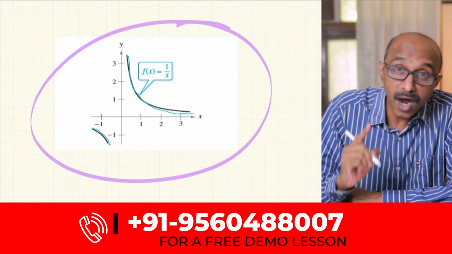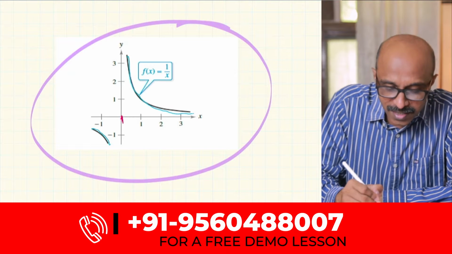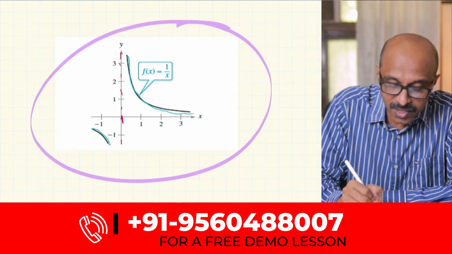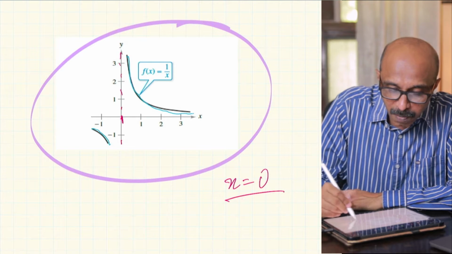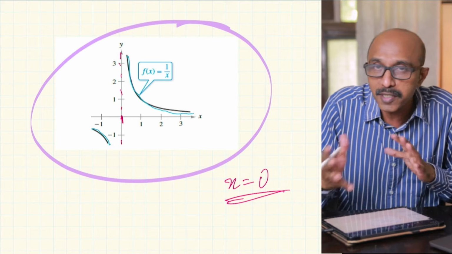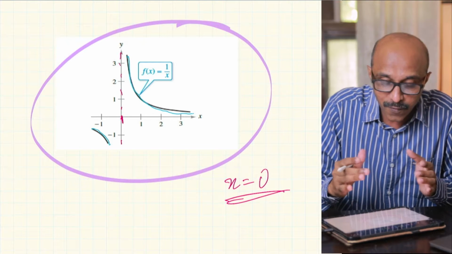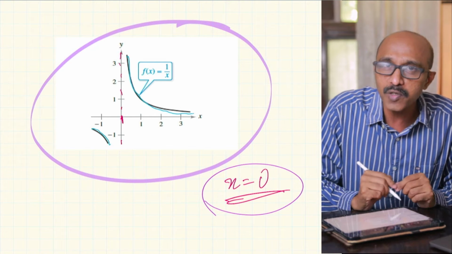Some textbooks would argue that, well, at x equals 0, yes, there is a discontinuity because there's a vertical asymptote, but x equals 0 is not part of the domain of a function like this. So why are we even talking about continuity or not continuity for something which is not even part of the domain? Interesting argument, isn't it?